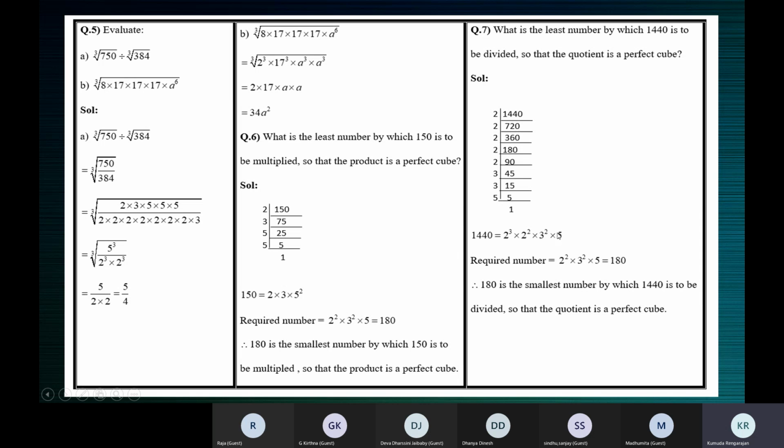All these numbers will get cancelled, right? All these numbers will go away, because when you divide this by 180, that means 2 square, 3 square, and 5 will get cancelled. You are left with 2 cubed, 8. When you divide 1440 by 180, the answer will be 8. And 8 is a perfect cube. You can see 2 cubed.